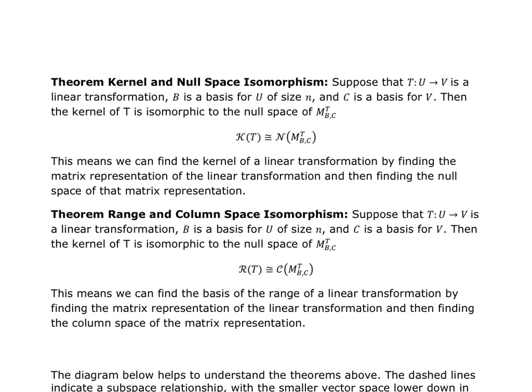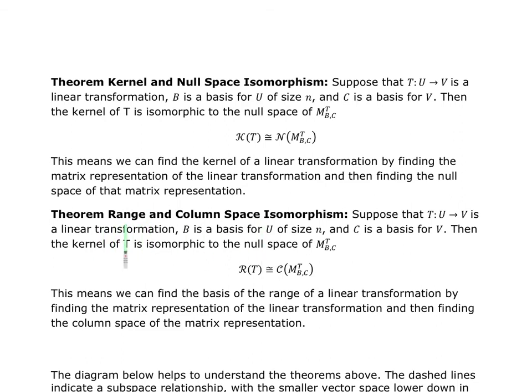Some other things that we get out of this are the null space and the kernel. Suppose that T is a linear transformation from U to V, and B is a basis for U of size n, and C is a basis for V. Then the kernel of T is isomorphic to the null space of the matrix representation. This means we can find the kernel of a linear transformation by finding the matrix representation of the linear transformation and then finding the null space of that matrix. And of course, we would expect the null space to be trivial, but not always.